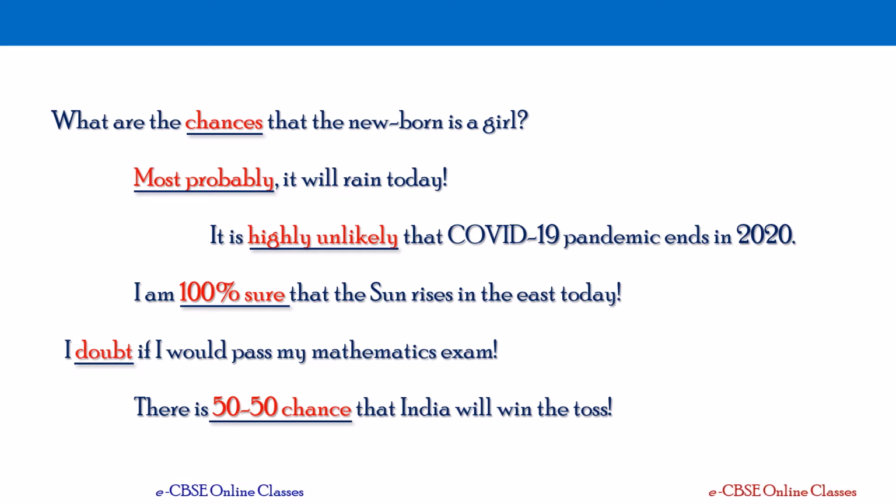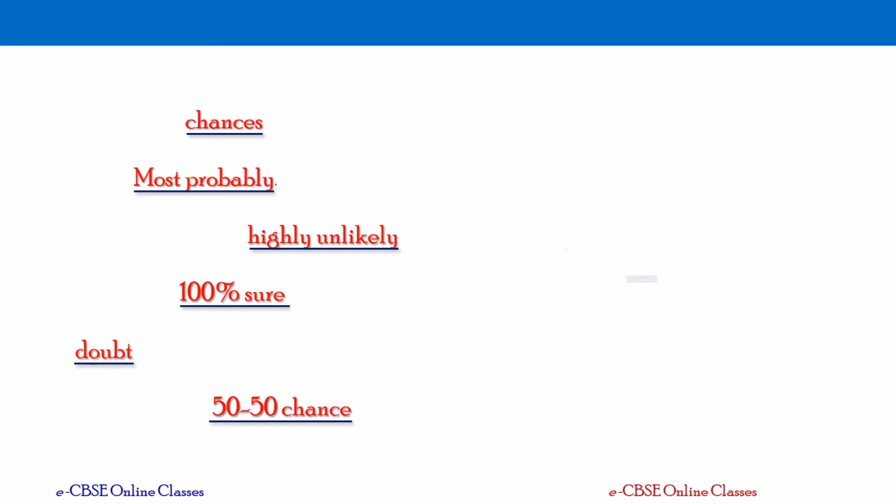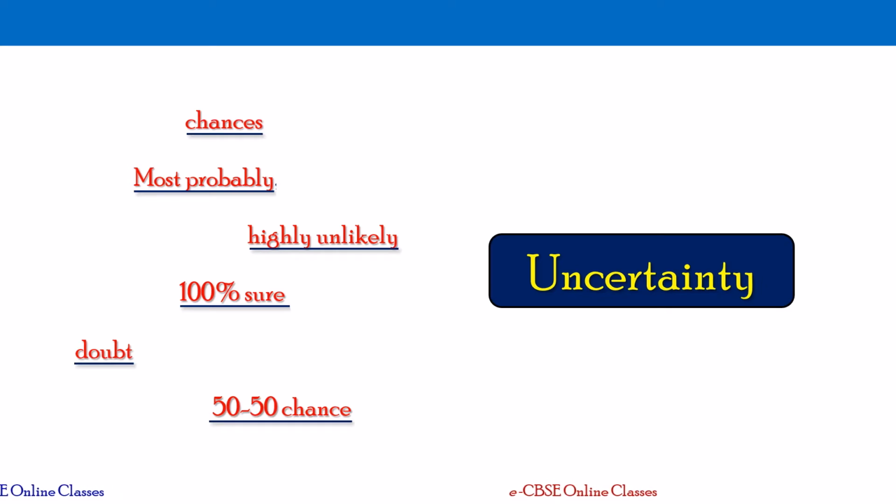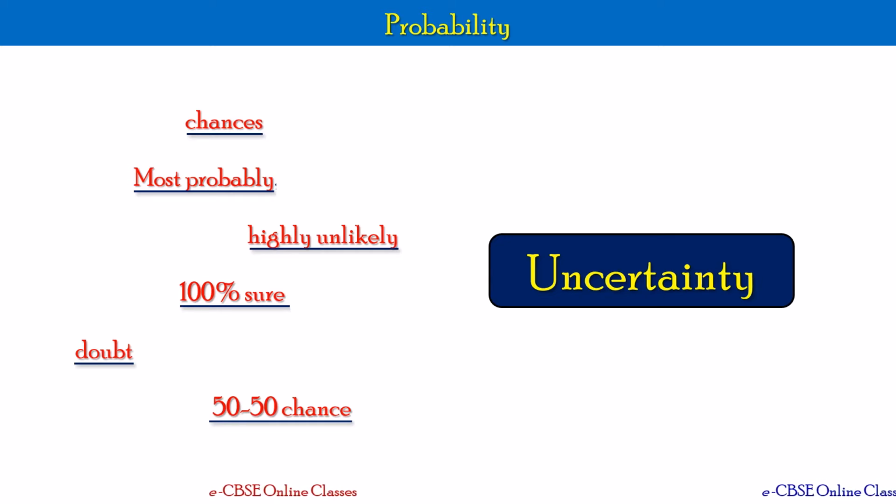What is common in all of these keywords? There is an element of uncertainty, right? The branch of mathematics that deals with this element of uncertainty purely because of chance and guides us to take guided and intelligent decisions in such situations is called probability.